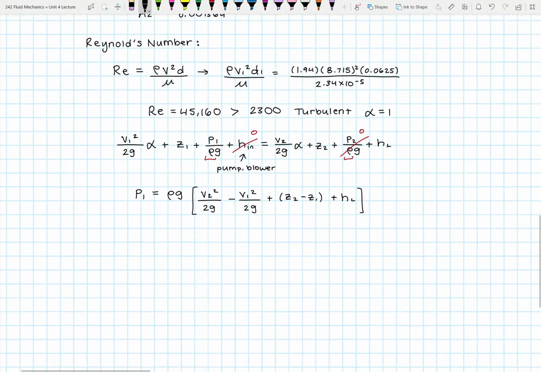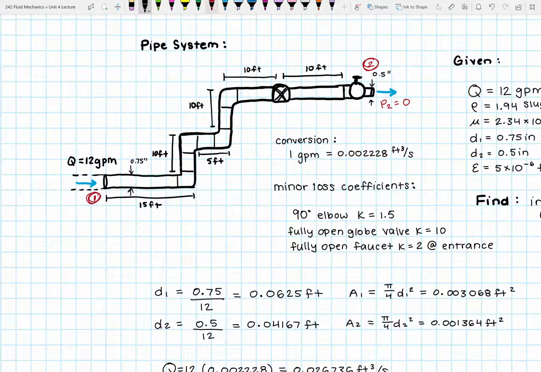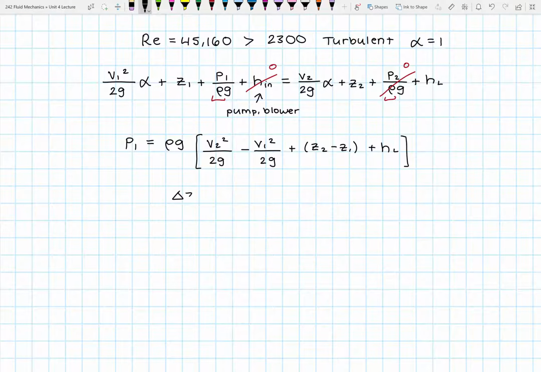Alright, so that change in elevation term for our z's, if we take a look at our system here, if this is point 1, we can call this down here z equals 0, and our z direction is going up. So our z2 then is going to be this 10 feet that we go up plus this 10 feet that we go up. So our final z is going to be 20 feet, meaning that our z2 minus z1, or our delta z, is going to be 20 feet. So that's an easy one that we'll be able to plug in right there.